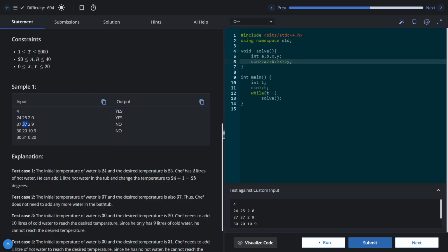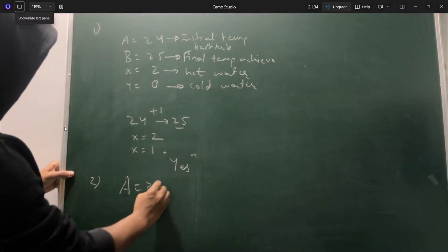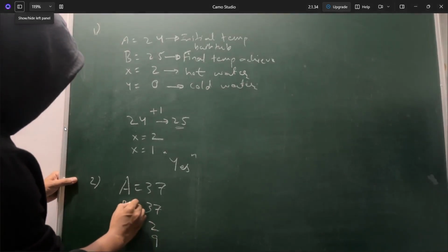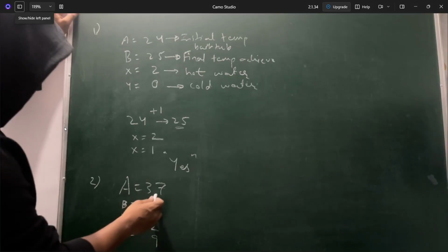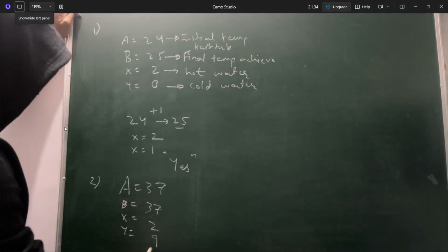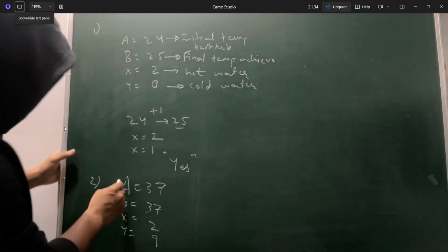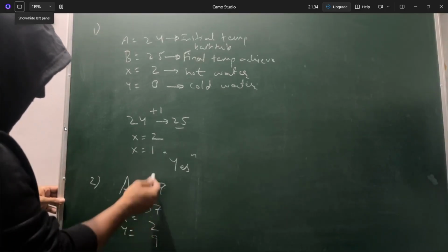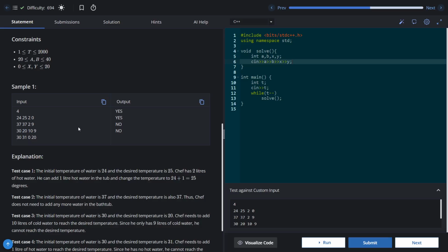So let's try to take the second example. First one is yes. 37, 37, 2, 9. See, this is one of the special cases now. This is the initial temperature and he wants to achieve temperature 37. So since both are same, in this case we don't need to mix any water. The temperature is already set at 37, so don't use any water. Since A and B are same, you'll have to return yes. So yeah, that is it.